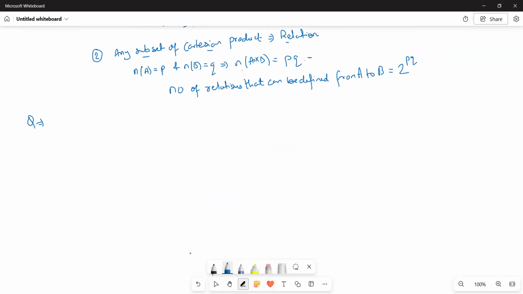So a question. If the number of elements in A is 3 and the number of elements in B is 4, find the number of relations from A to B. What will the answer be? Oral question. 2 to the power 12. This would be 2 to the power 12. Okay. Moving on. Next.